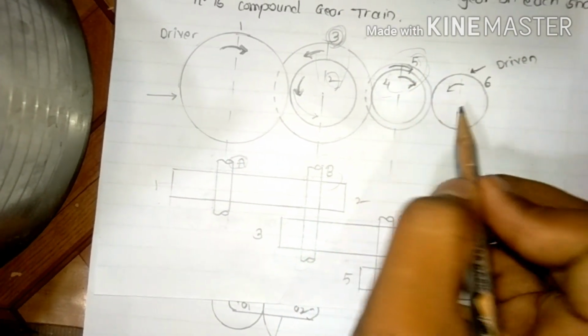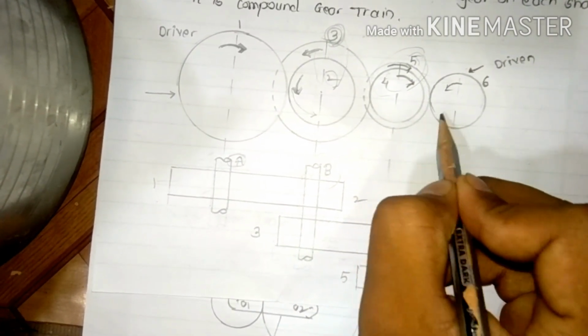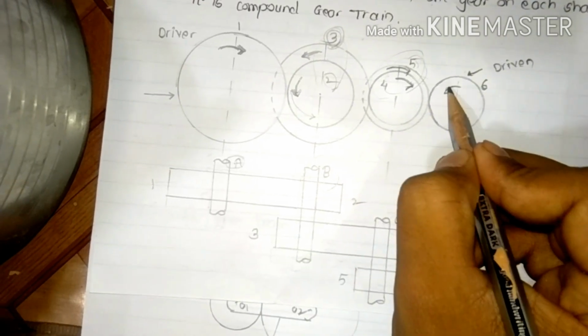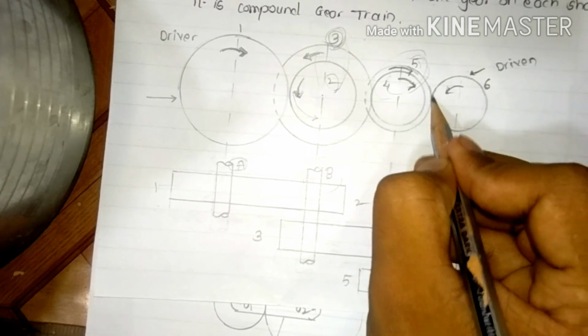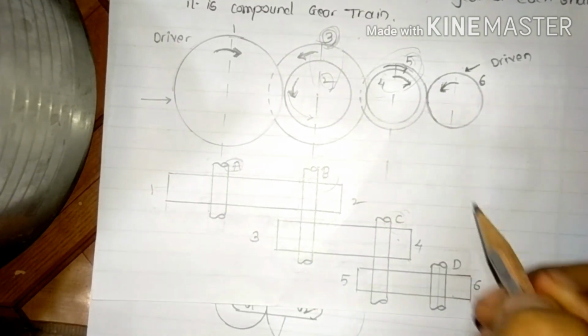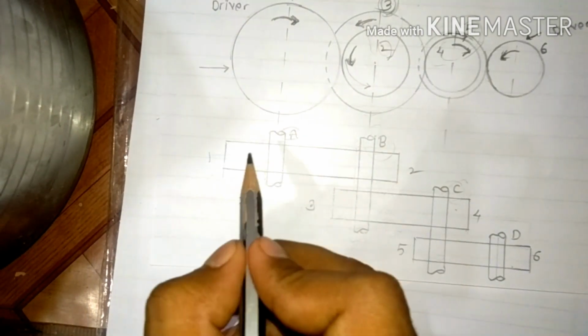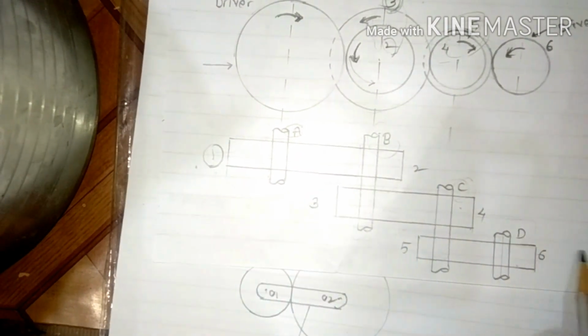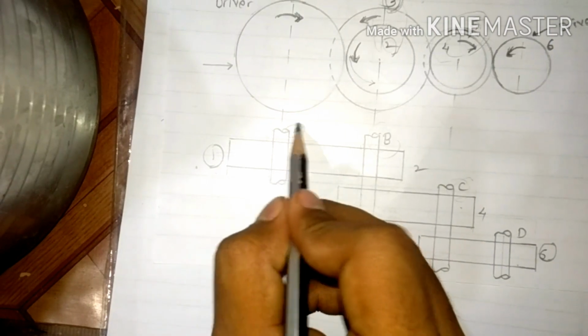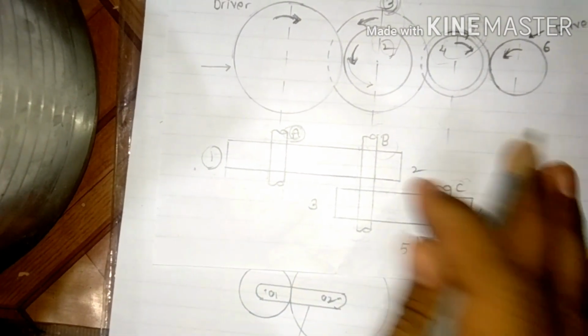And finally this motion ends up here as the gear 6, that is when gear 5 will mesh with gear 6, it will rotate in anti-clockwise direction. And finally the power is transferred from first shaft or shaft A to shaft D.